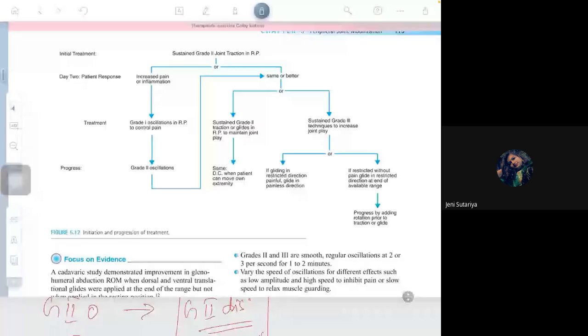So again I will repeat this topic because it's a practical lecture. I explained theoretically; with an example I will teach you. But this flow, how you will start the treatment and how you will proceed, we will discuss tomorrow.